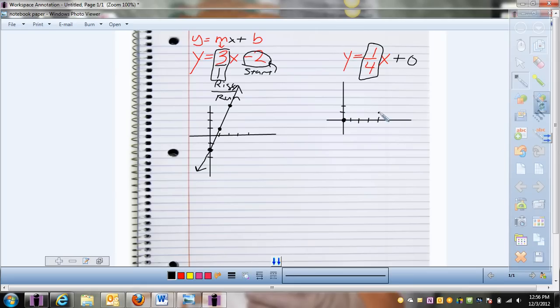And there's my next dot. I can do it again, up 1 over 4. There's my next dot. Grab my straight edge, connect the dots, and put some arrows on the end of those lines, and we should be happy. There you go.